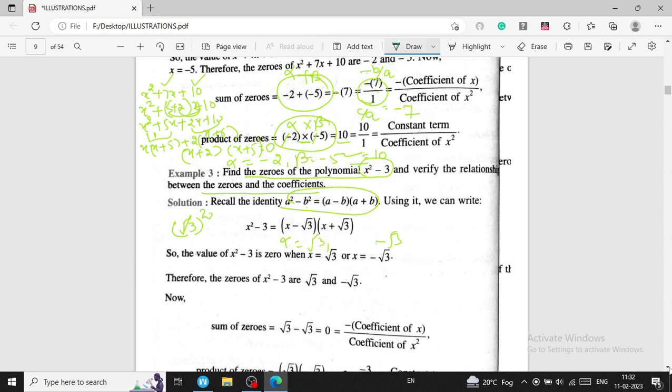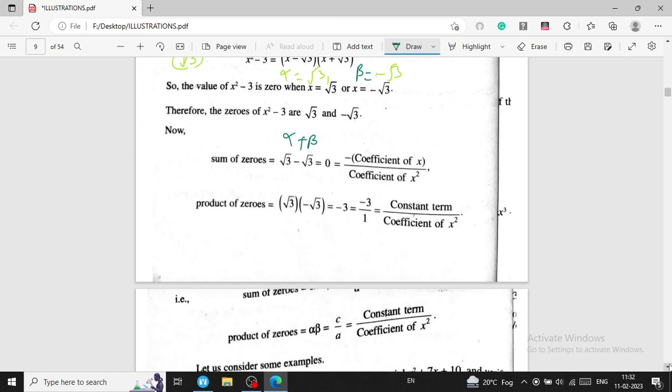You can write beta is equal to minus root 3. And when we get alpha and beta, then you can substitute alpha plus beta. You will find root 3 minus root 3 is 0. And in the product of zeros, root 3 multiplied by minus root 3, root cancels with root, and 3 is taken common, and minus 3 is the answer.